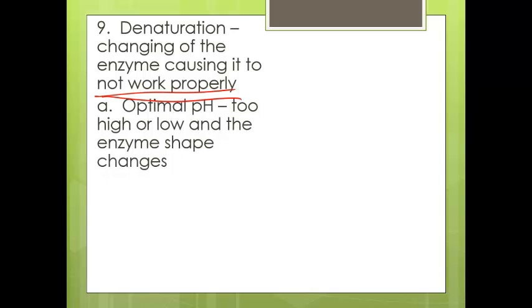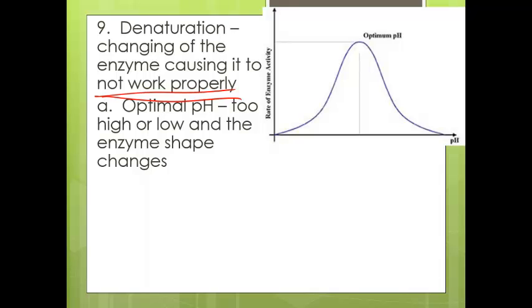We have what we call optimal pH, and when you hear the word optimal, you want to be thinking that it's working at its absolute best. Anything too high or too low of a pH could cause the enzyme to change shape and be denatured. You're going to see some bell curves, because it looks like a bell. This shows you the highest point, and whatever pH that is, the highest point on the curve would be your optimal pH. So at this point, your enzyme is working at its absolute best.